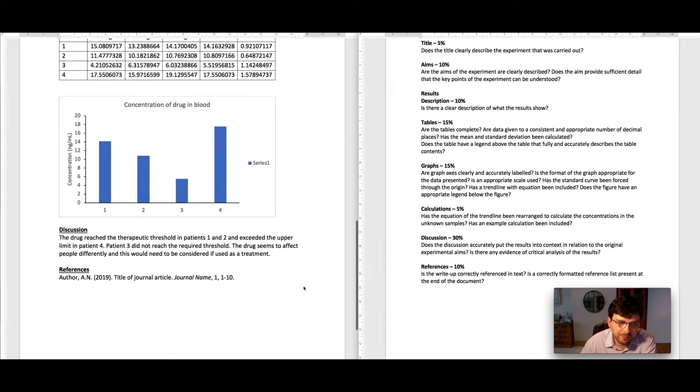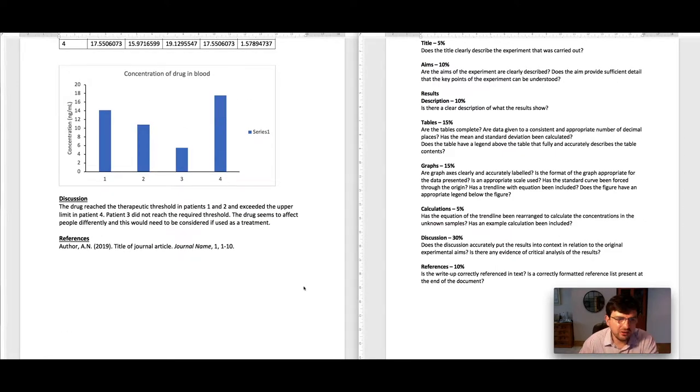In terms of the discussion, again, the discussion is fairly descriptive. So we do say that the therapeutic threshold has been reached in patients 1 and 2 and exceeded in patient 4. Unfortunately, nowhere in this report are those thresholds actually defined. So although what the student is saying is correct in terms of what is known in the background information that's provided to the student, they haven't actually stated it in the report. So if you are talking about thresholds or levels or amounts, it's really important that you actually give facts and figures to back that up.